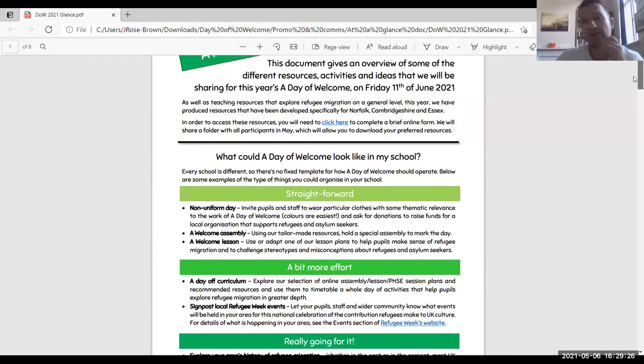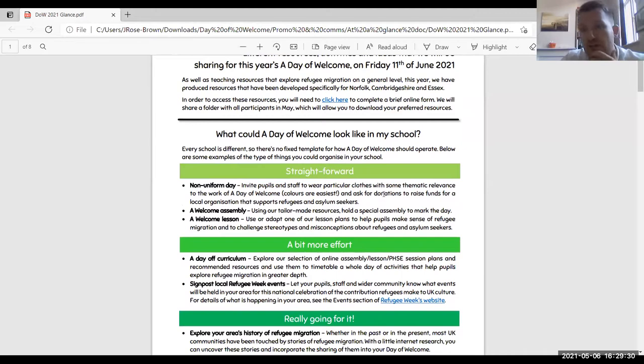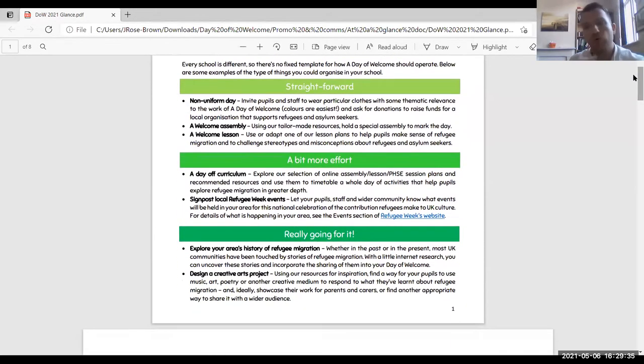In every school, it looks different. It might just be an assembly in your school, or you might have a non-uniform day and raise funds for a local organisation that supports refugees and asylum seekers. We've got a whole range of lessons and series of lessons that you might want to dip into. Some schools have a whole day off curriculum. As I said, signposting Refugee Week events is really important. And then to go further, I think it's really interesting to look at your local region's history of refugee migration and tell some of those stories that are little known.